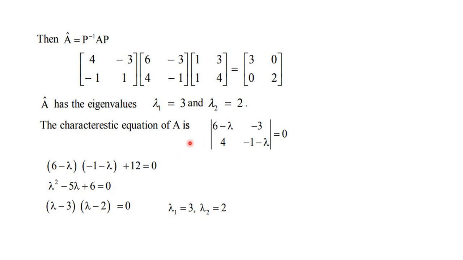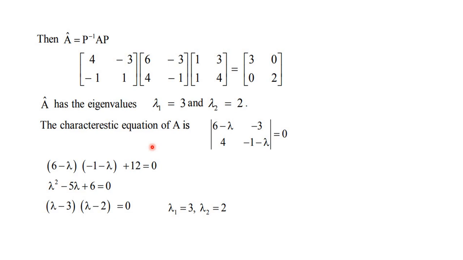And also the determinant of these matrices: determinant of A cap is 3 into 2 equal to 6, and determinant of A is minus 6 plus 12, that is 6. So the matrices A and A cap are similar matrices and it satisfies the properties. Determinant of the matrices A and A cap are same. The eigenvalues of A and A cap are same. The characteristic equation of A and A cap are same. But the eigenvectors of these matrices are not same.